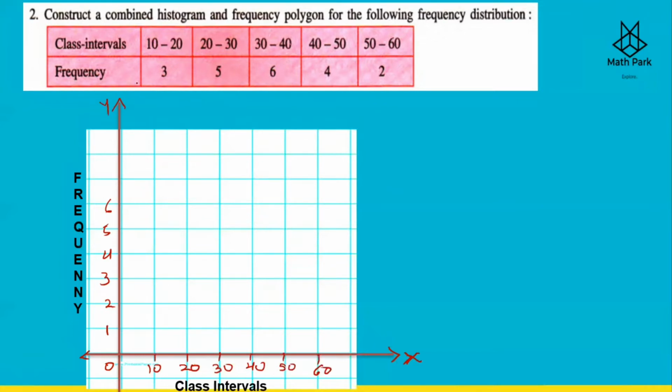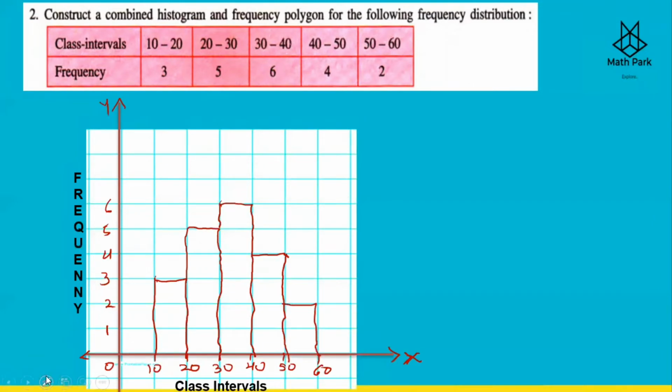Done. So we have now 10 to 20, and it is 3. Draw this rectangle. Then 20 to 30, it is 5. 30 to 40, it is 6. 40 to 50, it is 4. And from 50 to 60, it is 2. So our histogram is ready.